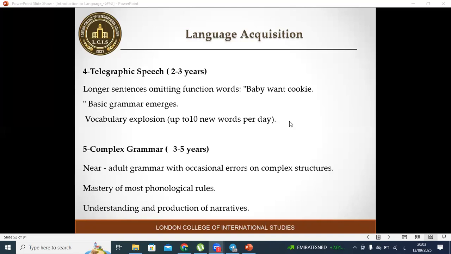Complex grammar from 3 to 5 years, near adult grammar with occasional errors on complex structures, mastery of most phonological rules, and of course, understanding and the production of narratives.